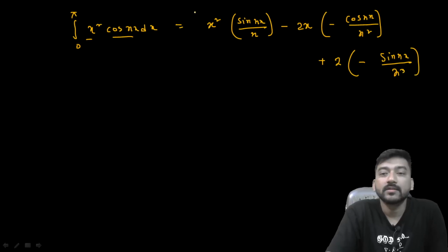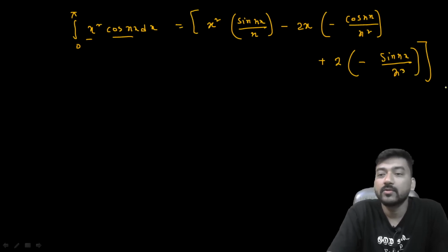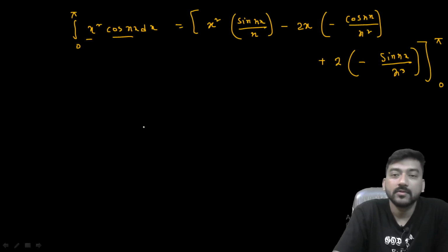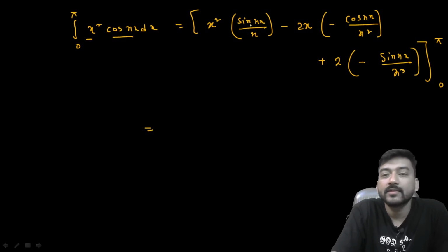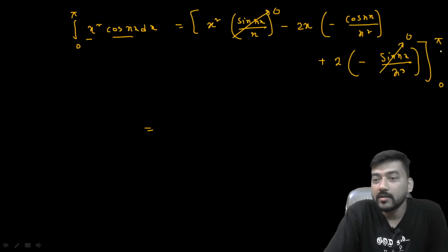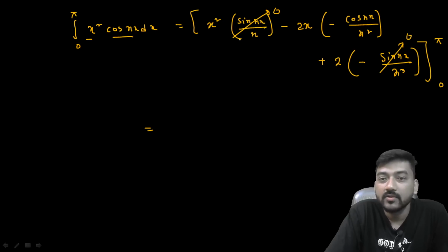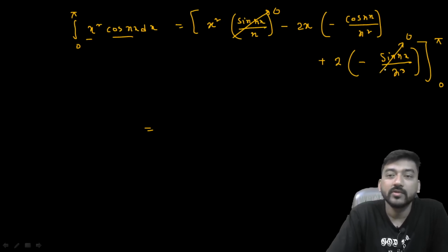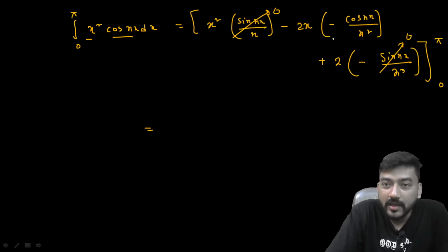So this is the integration, and we have to put the limit from 0 to pi. So it will be just like this. This is x square sin nx by n, and if you put x equal to pi, you can see sin n pi will be 0, because sin of all multiples of pi is equal to 0. So this function will be 0, and this is also 0, because if you put x equal to pi and x equal to 0, the sin will always be 0. So this term and this term will be 0, and the only term that will be left is this.